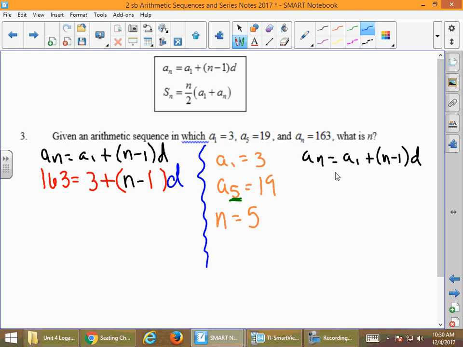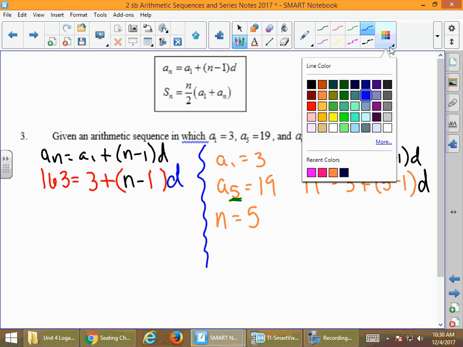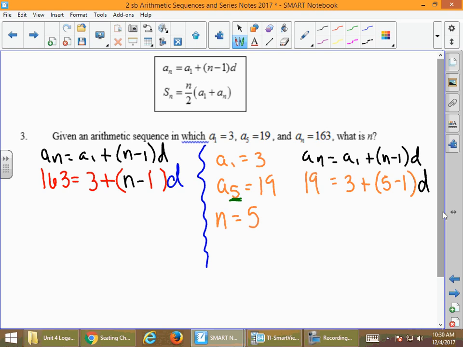But in terms of our information here, we've got a sub n, which is going to be the 5, a sub 5, which is 19, equals 3 plus 5 minus 1 times d. This is going to help us find the common difference. And then once we find that common difference, we're going to use it back in our formula from before. So we have 19 equals 3 plus 4d.